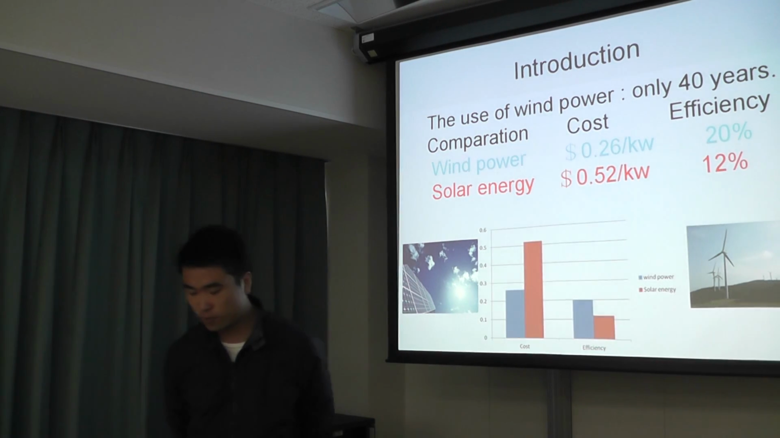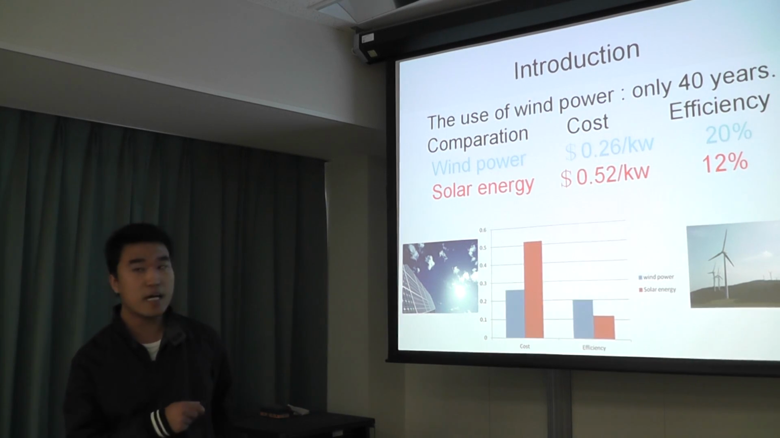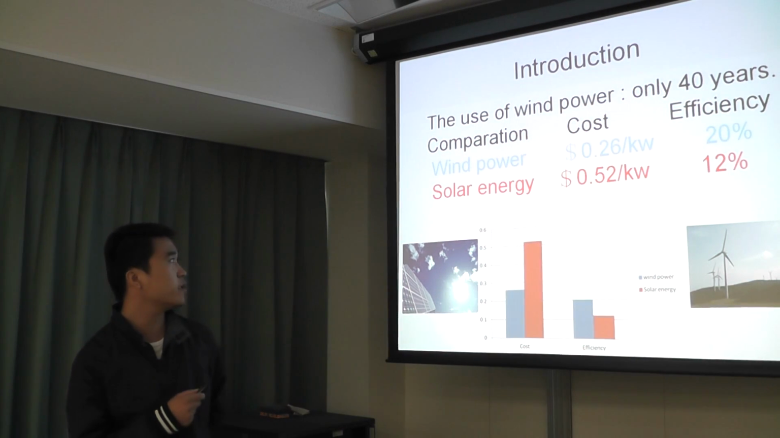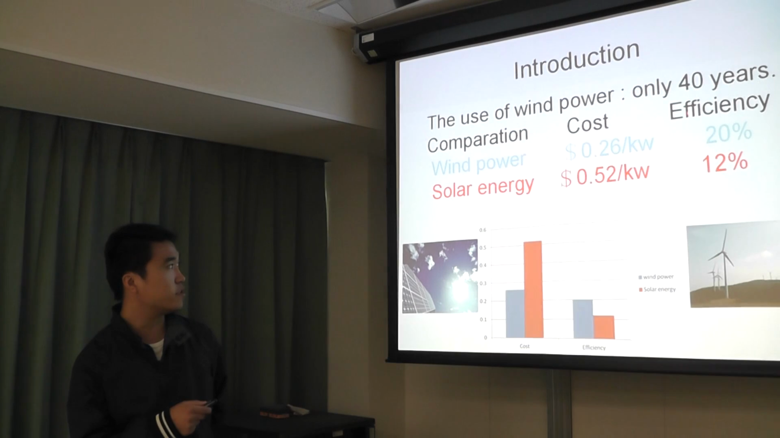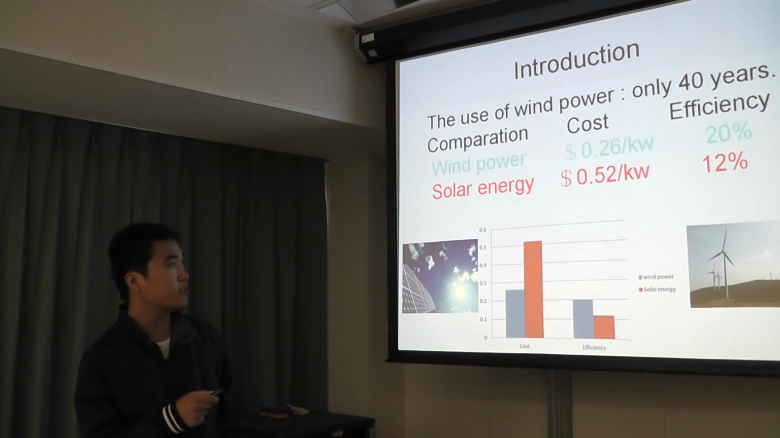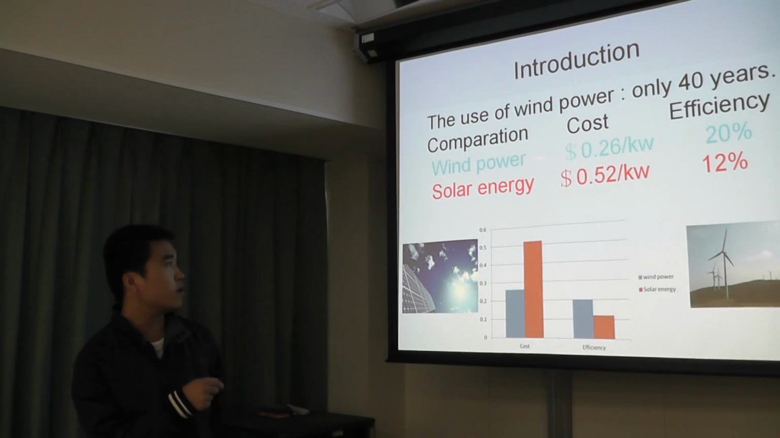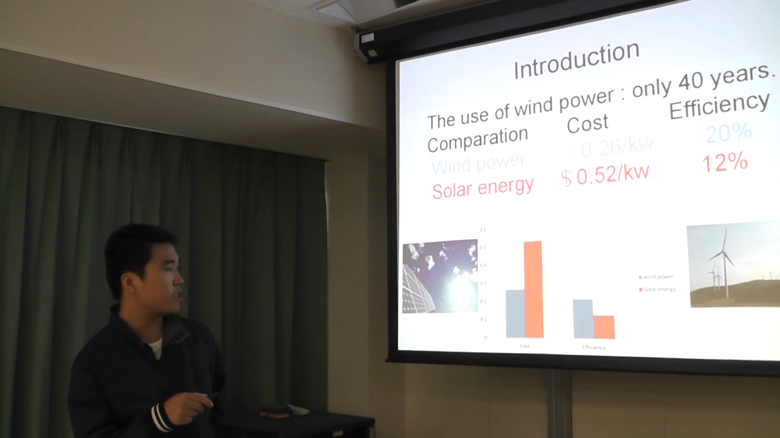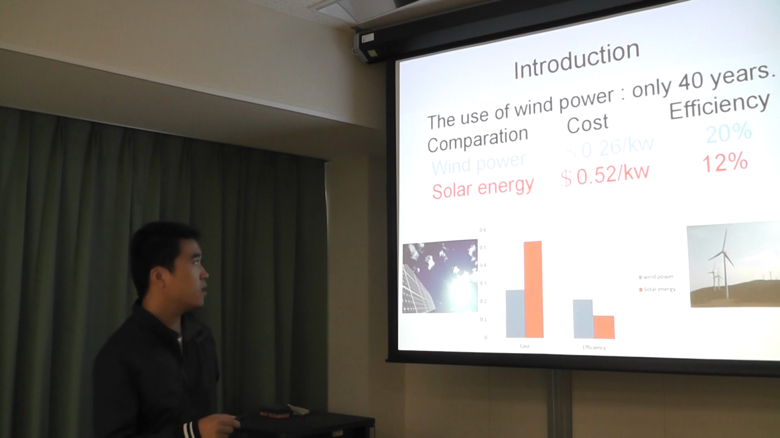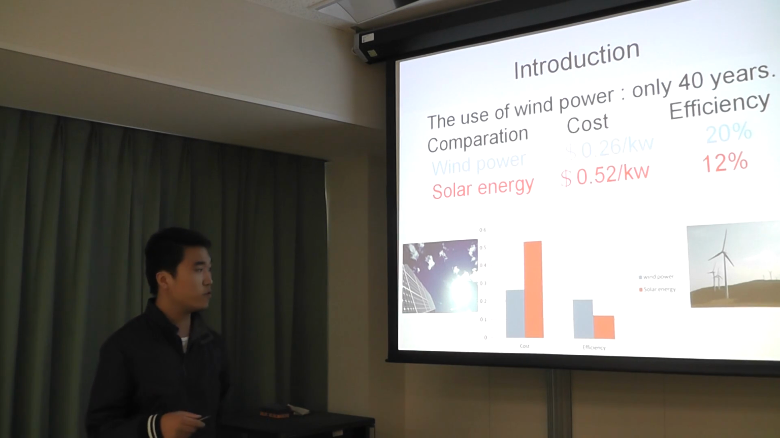Last week we learned something about solar energy. Today I'd like to give you a comparison between wind power and solar energy in two ways, the cost and the efficiency. As we can see, wind power costs $0.26 per kilowatt, while solar energy costs $0.52 per kilowatt. At the same time, the efficiency of wind power is almost twice that of solar energy. So from these two data points, we can conclude that wind power has a very promising future.